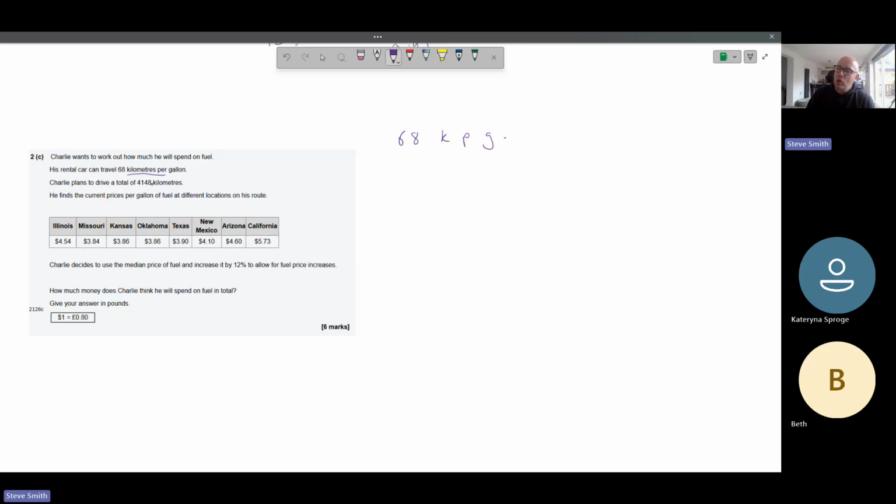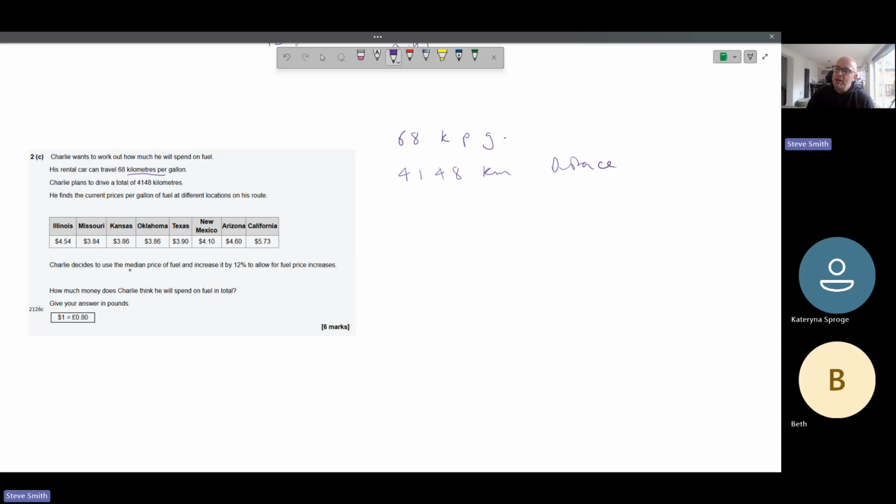Charlie plans to drive a total of 4,148 kilometers. So that's distance. We've got that there. That's not speed or anything, is it? Because it doesn't give us the speed. That's just saying how many miles per gallon it goes. So we don't know the speed or anything from that. It just tells us how far the car's going to go per gallon of fuel, how far he's going to travel. He finds the current prices of fuel at different locations on his route.